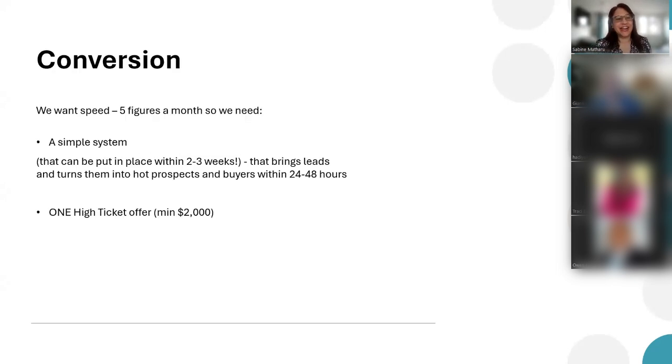So let's talk about the conversion. So we want speed, 5 figures a month, perhaps, right? A simple system. We can put this in place in 2 to 3 weeks. That brings in leads within 24 to 48 hours. They become a prospect, they book a call, and then we can offer them something like $2,000 or £2,000 kind of high ticket. Now, how do we do this?